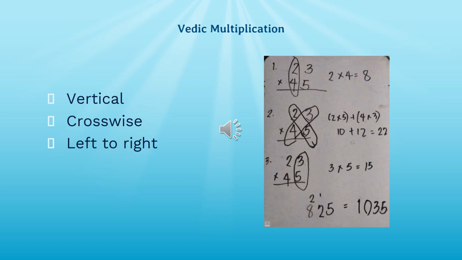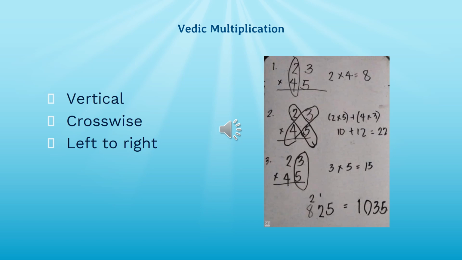The third step is to do again the vertical multiplication, which is to multiply the last digits. The last digits of our factors are 3 and 5. 3 times 5 is 15. Again, we only need the last digit, which is 5. So we add the first digit of 15, which is 1, to 102 to get 103. Then we attach the 5 to get the final answer of 1035.